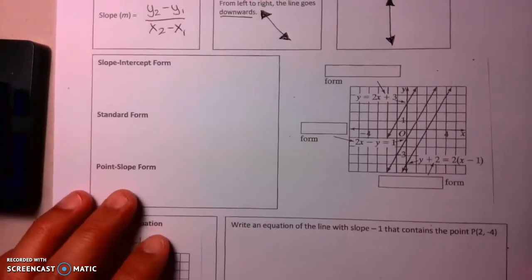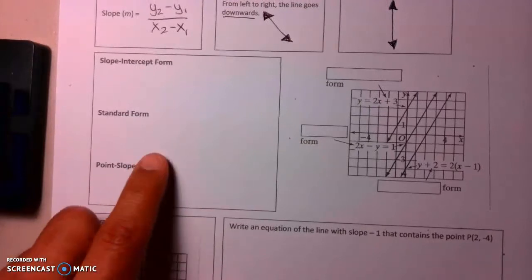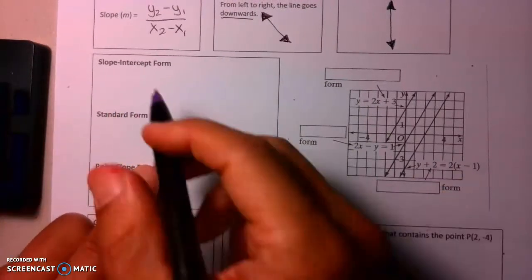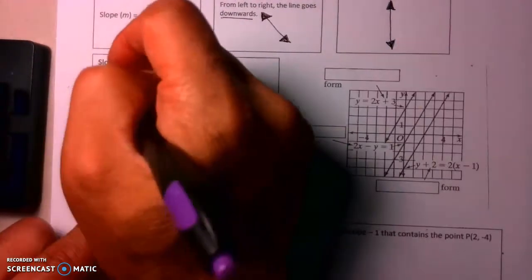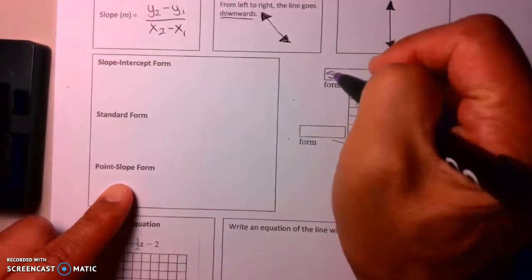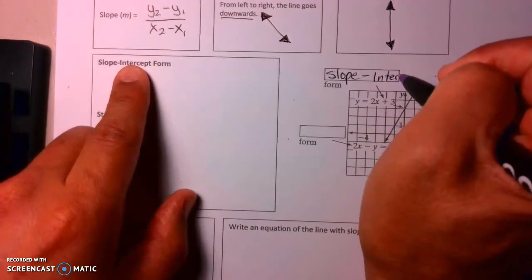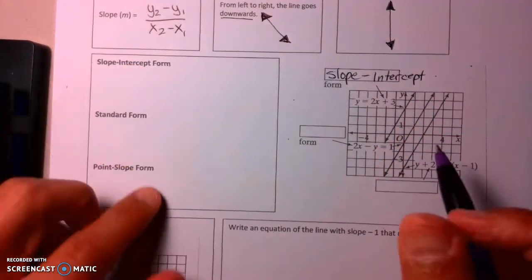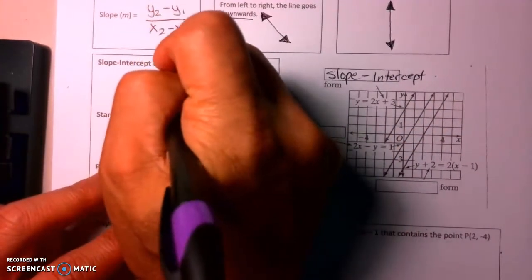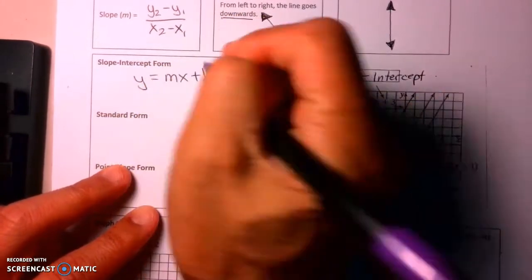Alrighty, there are 3 equation forms for lines here. There is the most typical one. This is the slope-intercept form. This is the one we should be most familiar with. This is the y is equal to mx plus b.